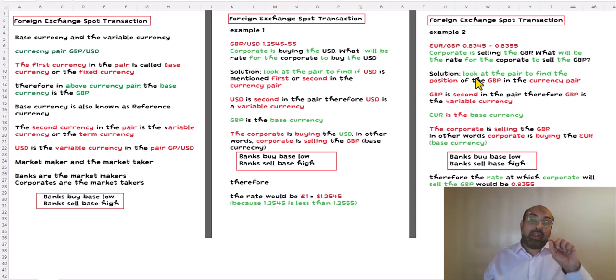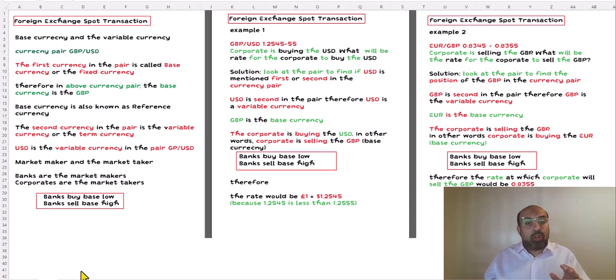So if they are selling the GBP, it means that they are buying euro. And if they are buying euro, it means the bank as a market maker is selling euro. And euro is the base currency, and we know that the bank sells base high. Therefore, the rate that we are going to use for the spot transaction is 0.8355. This is how we calculate a spot rate for a FX spot transaction.